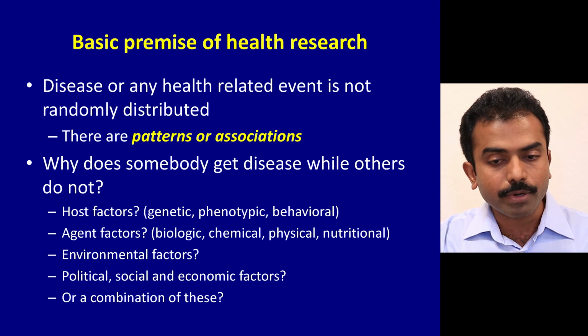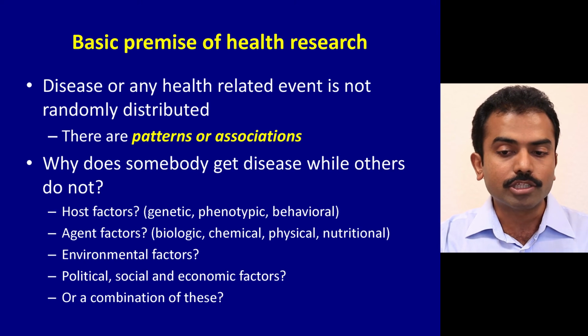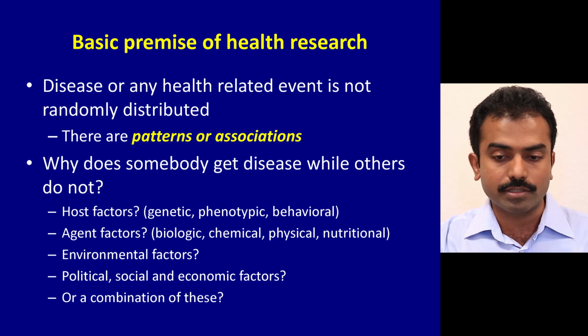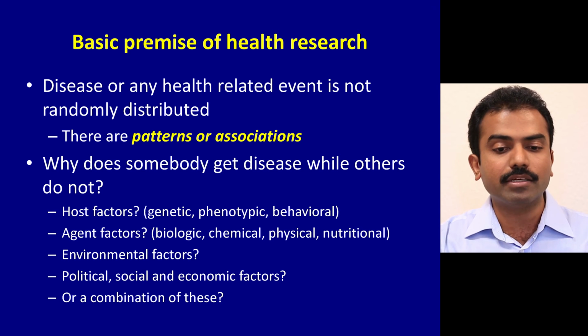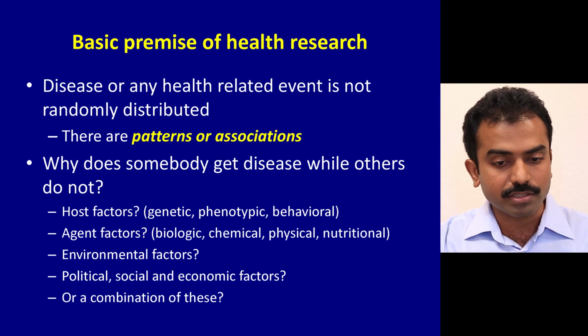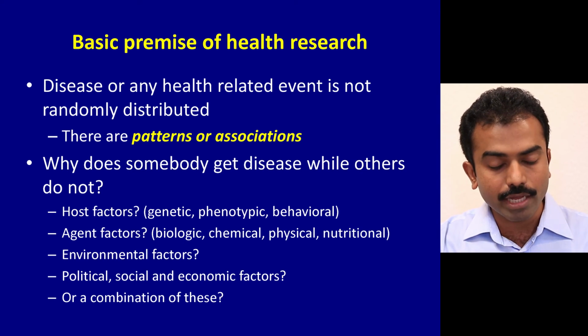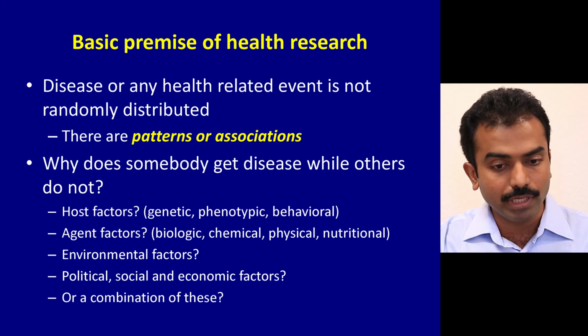The basic premise of all health research is that disease, or any health-related event for that matter, is not randomly distributed, is not happening by chance. If it were really happening by chance, then there would be no way to predict it. But fortunately, they are not happening by chance. There are patterns or associations, and the objective of research is to actually pick up these.